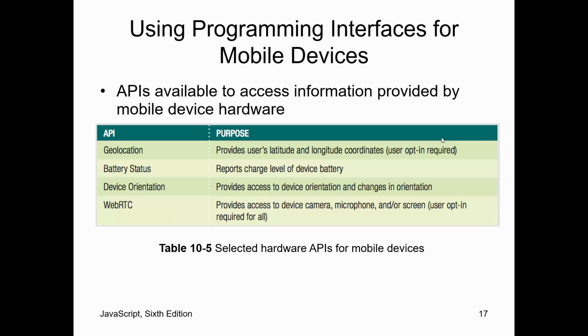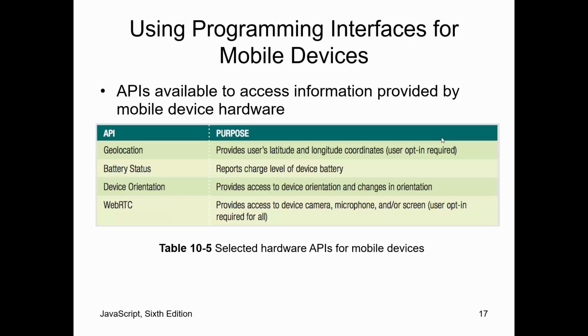Using programming interfaces for mobile devices. I already mentioned geolocation to you to provide your coordinates, your latitude and longitude of where you currently are. Battery status reports the charge level of a device battery. You might do things like, for example, I believe if you take your phone and put it in airplane mode, it's supposed to keep the power longer, that kind of thing. Device orientation. You can set up an app, for example, if it's a game and you want to make the game available for people to play on their phones, you might want to set it up to landscape only, so they have to turn their phone sideways.